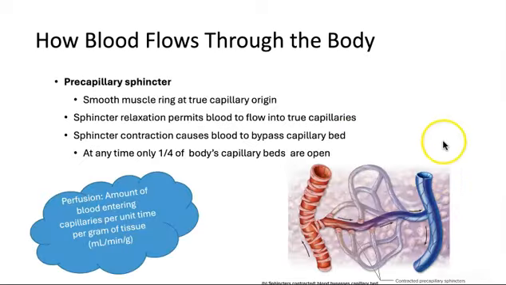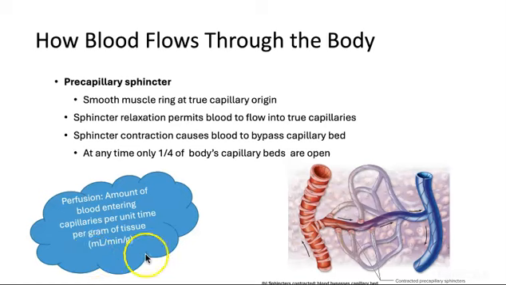Now sometimes we have what we can call a false capillary, and that is going to be when we contract the precapillary sphincters here, which closes off the rest of this capillary bed here. So the blood is only going to be able to flow through the thoroughfare channel and make its way over to what we call the postcapillary venule. And in this way, at any time, only 1/4 of the body's capillary beds are open.